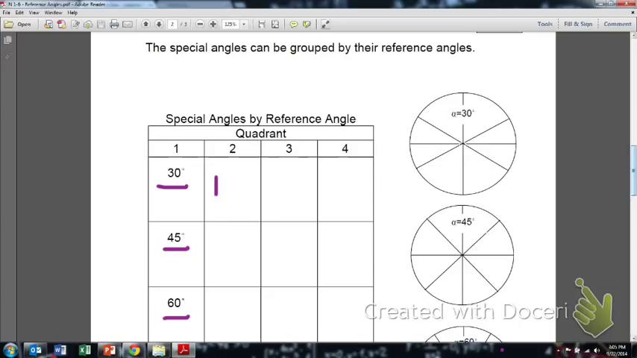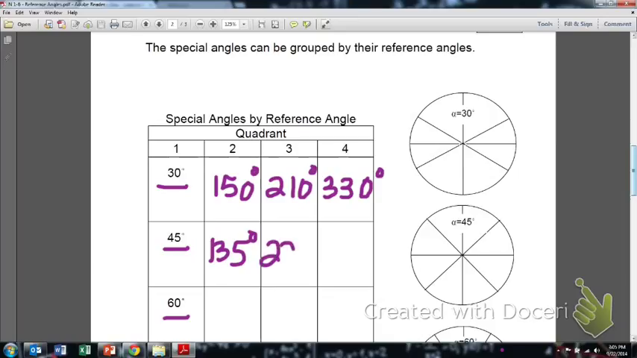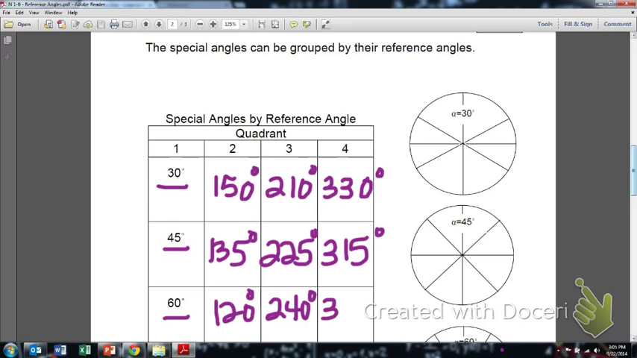So in the second quadrant, the multiple of 30 is 150. In the third quadrant, it's 210. And in the fourth quadrant, it's 330. All right. 45. You have 135 in the second quadrant, 225 in the third, and 315 in the fourth. And then 60, we have 120, 240, and 300. All right, so those are the special angles in each of the other quadrants.